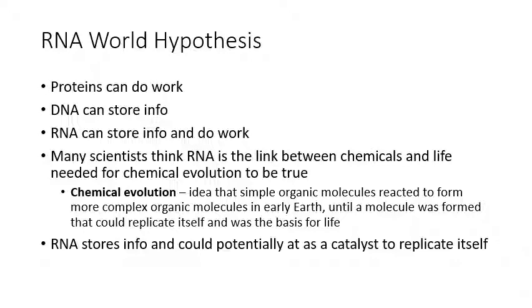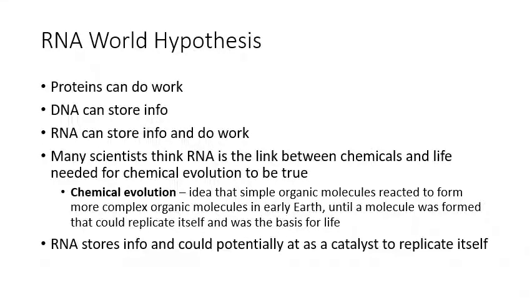So in chemical evolution, you're starting with simple inorganic chemicals in the oceans of the early Earth, and they would have been reacting together to form more complicated molecules and ultimately to form complex organic molecules. And in order to get life, you need to have a molecule that can actually replicate itself. So RNA potentially would be able to do this.